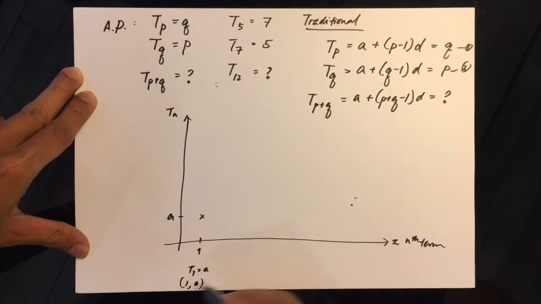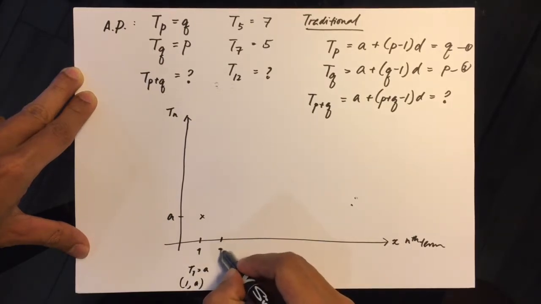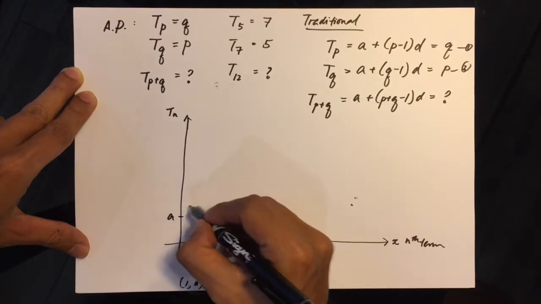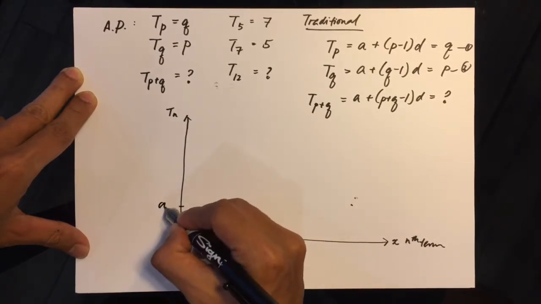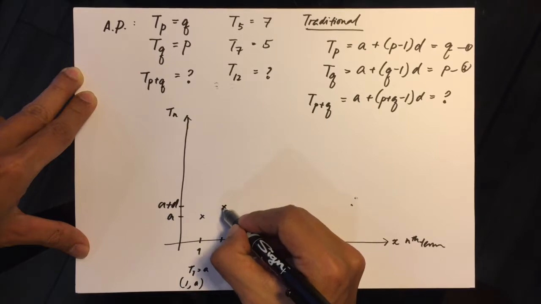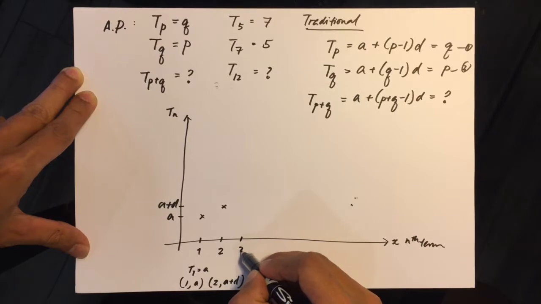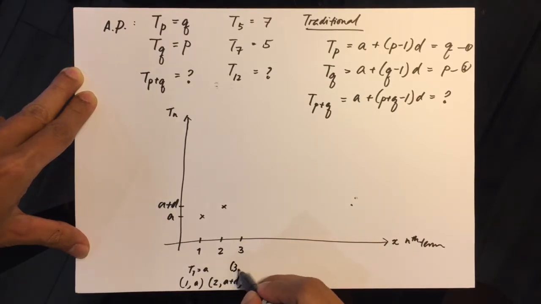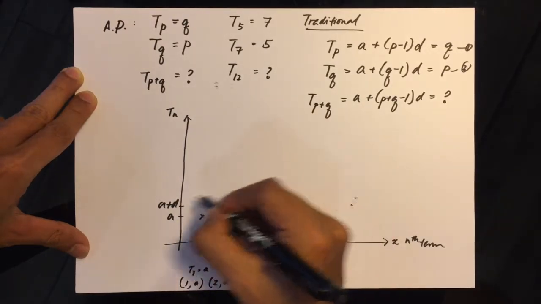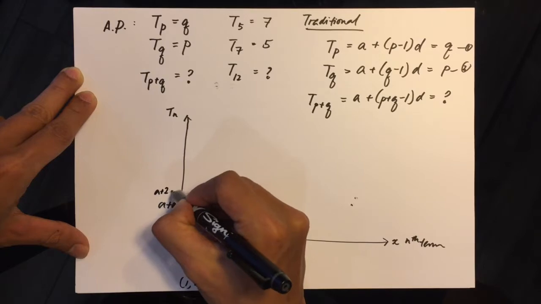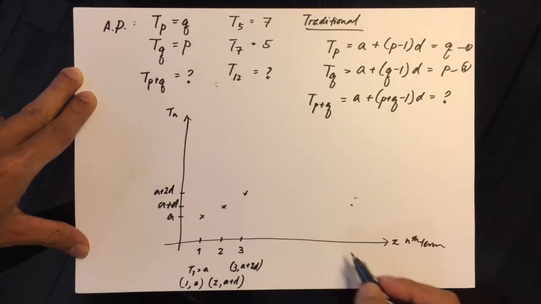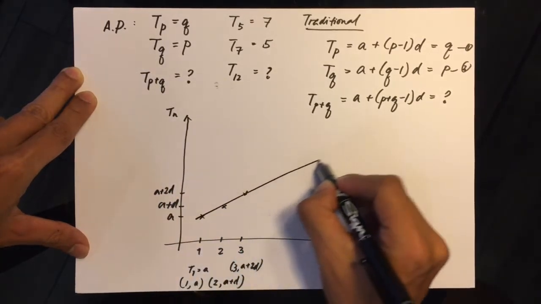1, a. Your second term is a plus a certain common difference, so it's a plus d over here. So that's represented by the coordinate 2, a plus d, which is that coordinate right there. The third term is 3, a plus 2d, right, which is right there, and so on and so on. So it's obvious when you plot this, this is going to turn out to be a straight line.